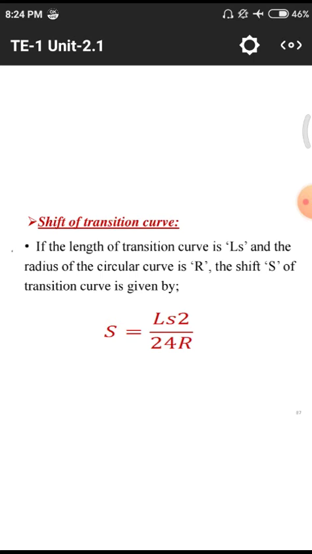If the length of the transition curve is Ls, the radius of the circular curve is R and the shift is S, then the shift is given by Ls square by 24R. That means S equal to Ls square by 24R, where R is the radius of the curve, Ls is the transition length, and S is the super elevation error.